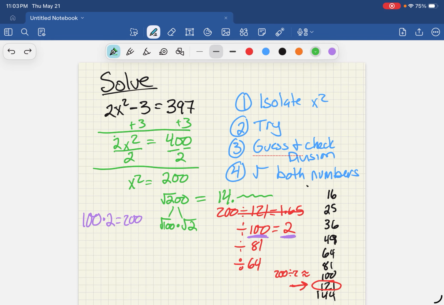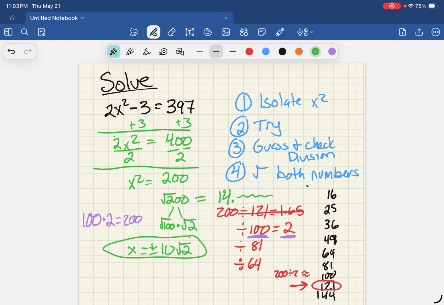The square root of 100 is 10. The square root of 2 is some awful decimal. So I'm going to write this as the square root of 2. This is my reduced radical. It is not my answer yet. To make it my answer, I'm going to put the plus minus sign there and slap an x equals onto it.